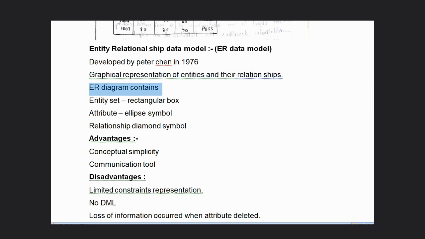An ER diagram basically contains these three symbols. The entity set is represented by a rectangular box, and attributes, which are nothing but properties of the entity set, are represented by an ellipse symbol for each attribute. A relationship between the entity sets is represented by a diamond symbol.